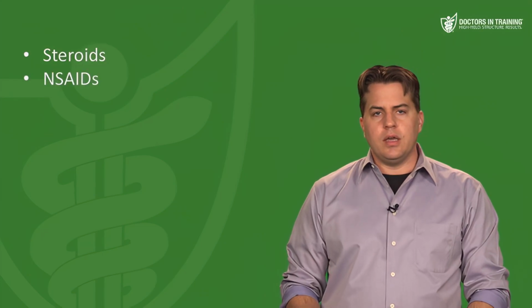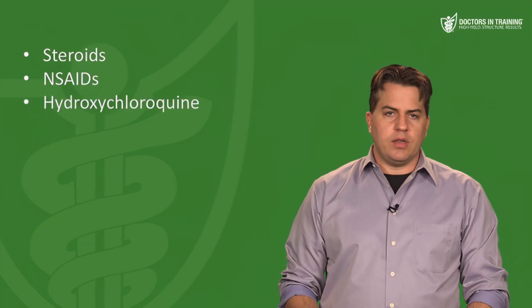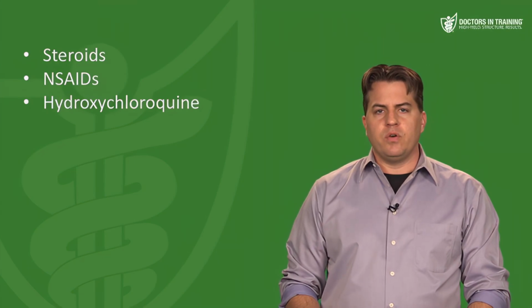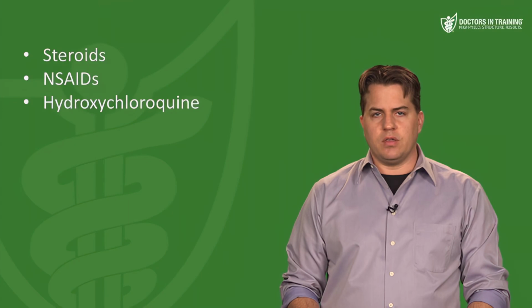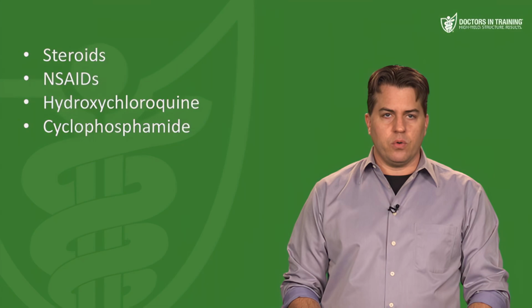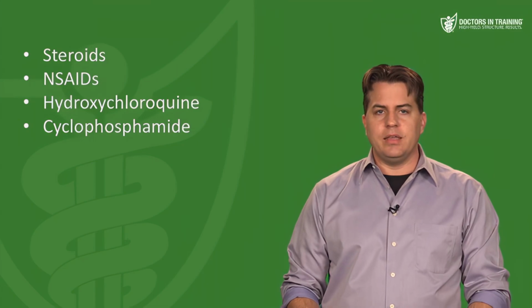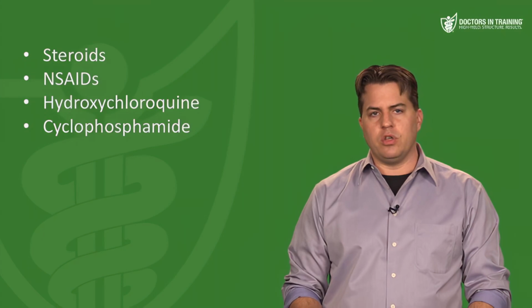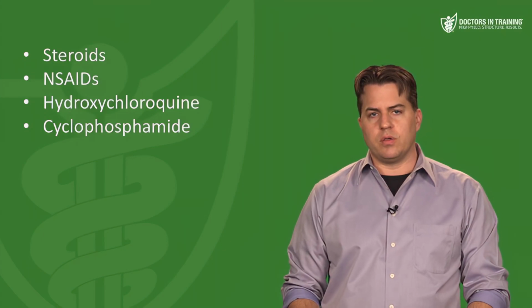One last thing to mention briefly about lupus is the treatment. Steroids are commonly used, NSAIDs are commonly used, hydroxychloroquine is a drug that you might want to know, often used to treat lupus. And for advanced lupus, especially if there's some lupus nephritis, cyclophosphamide can be useful. So glucocorticoids, NSAIDs, hydroxychloroquine, and cyclophosphamide are the drugs I want you to know that are commonly used to treat lupus. Let's talk about scleroderma next.